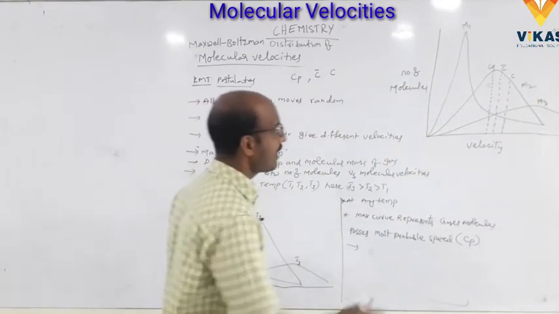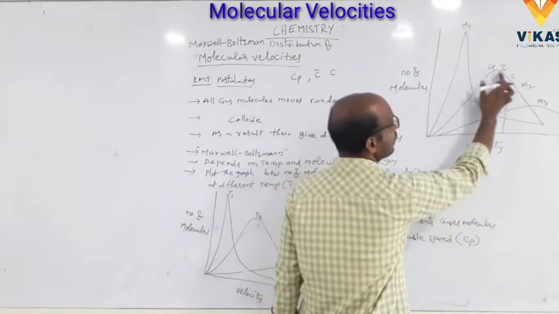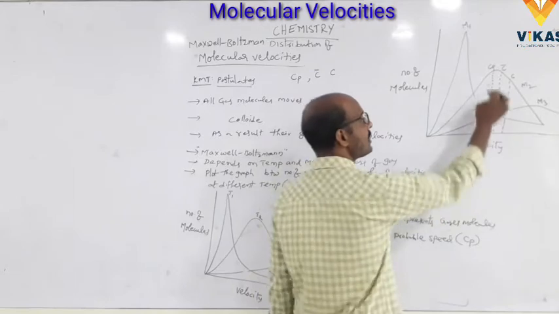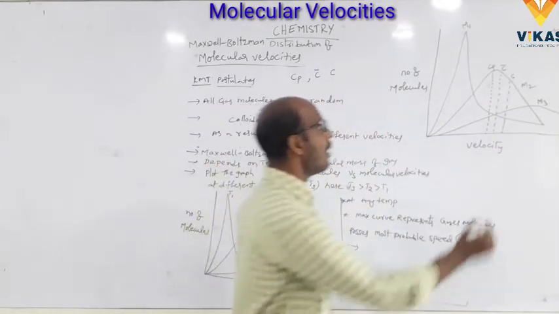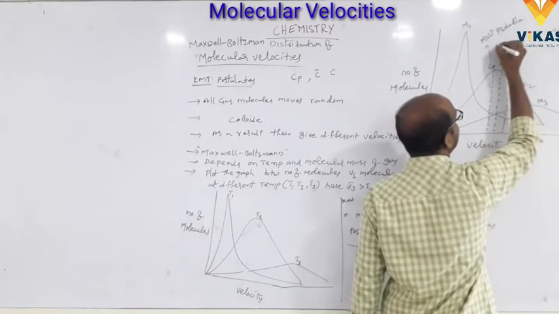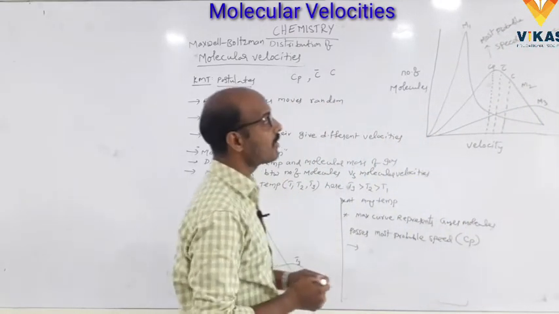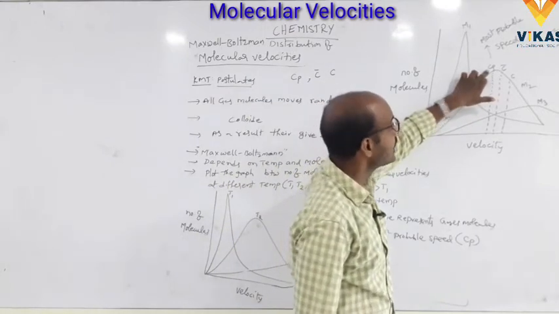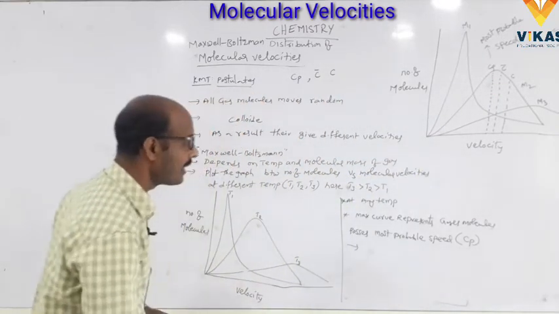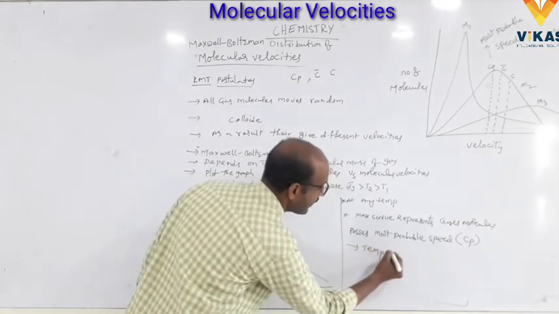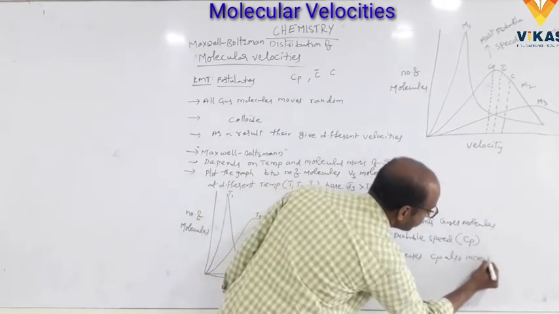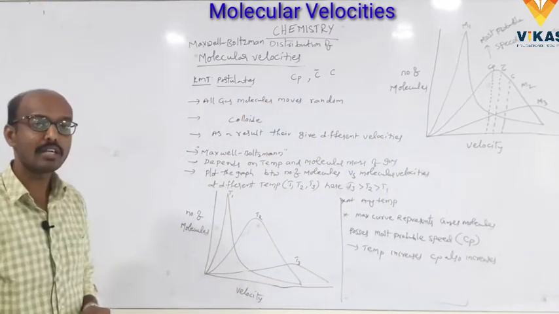Okay. So the graph is drawn between number of molecules versus velocity. The maximum of the curve represents the speed possessed by the maximum number of molecules, which is called the most probable speed, CP. Most probable speed means the speed possessed by the maximum number of molecules. Here, as the temperature increases, CP also increases.